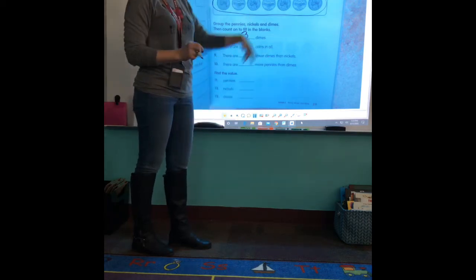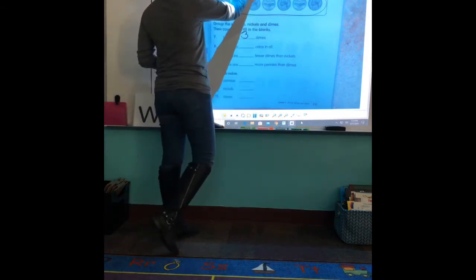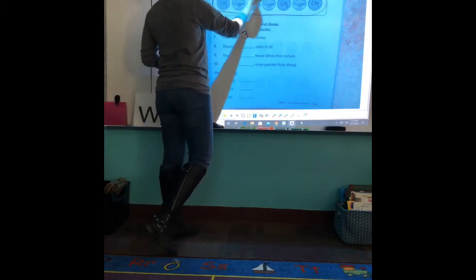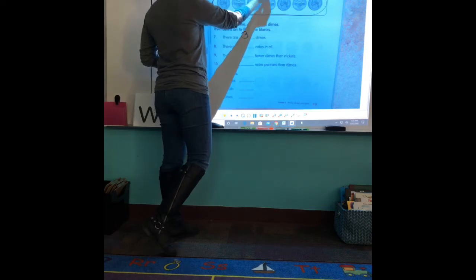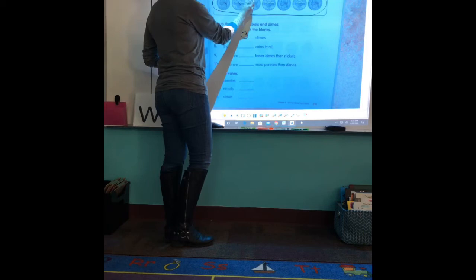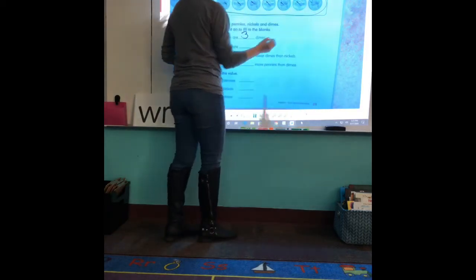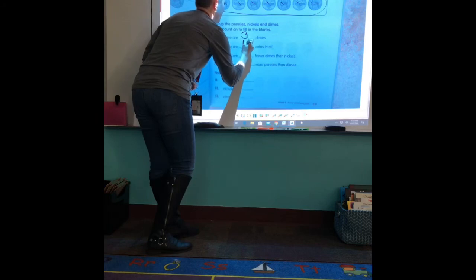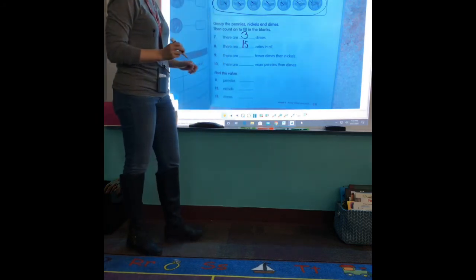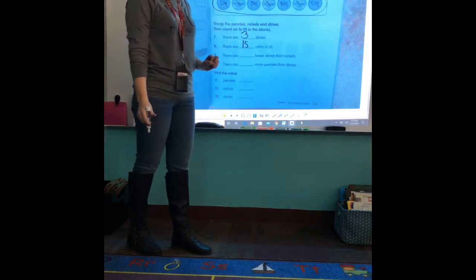That's all of our coins on the whole page. So we're just going to count. You guys count with me. 1, 2, 3, 4, 5, 6, 7, 8, 9, 10, 11, 12, 13, 14, 15. 15 coins in all. There are blank fewer dimes than nickels.